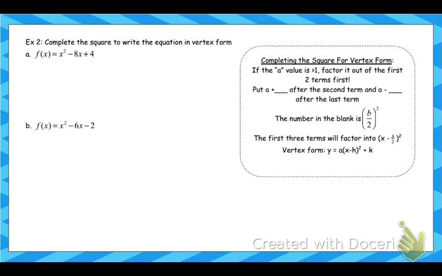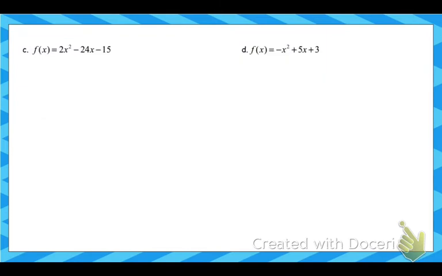All right, now let's look at what happens when the a value is not 1. We're going to do a similar process, but we have an additional step at the beginning. Whatever that a value is, we need to factor it out. We can't just get rid of it, because we're trying to rewrite this equation in vertex form. We need to have that stretch there, because that's a different equation. So I'm going to take that 2 and factor it out of those first 2 terms only. So I'm going to do 2x squared minus 12x, and I'm still going to leave my blank, and I'm still going to subtract a blank.